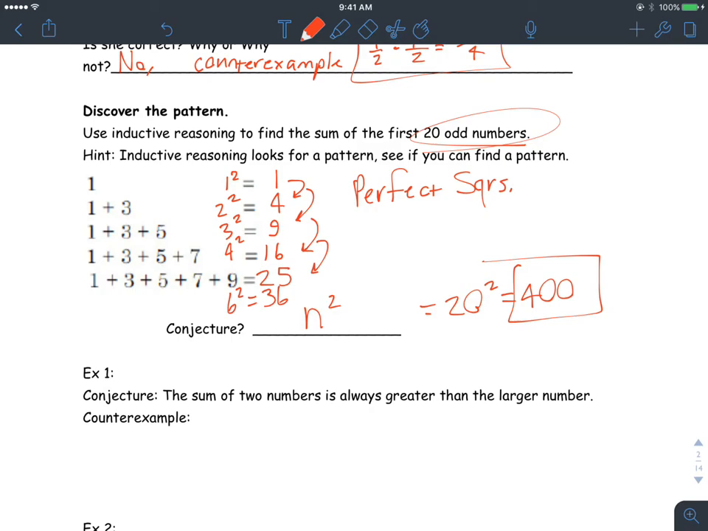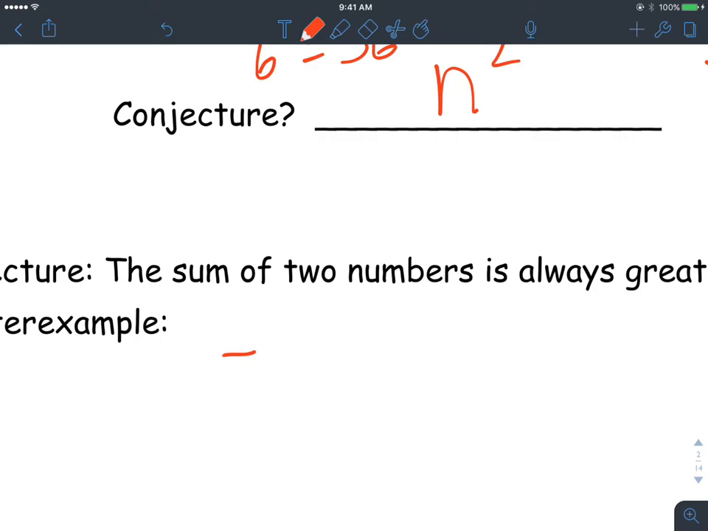Let's see here. Maybe we could do something like this. Since it didn't say anything about the numbers, I'm going to try some negative numbers here. So I'll say -2. I'll add on 4 right there. So there's the sum of two numbers. And that should be greater than both of those numbers, whatever that is. So I think you're going to have 2 for that answer.